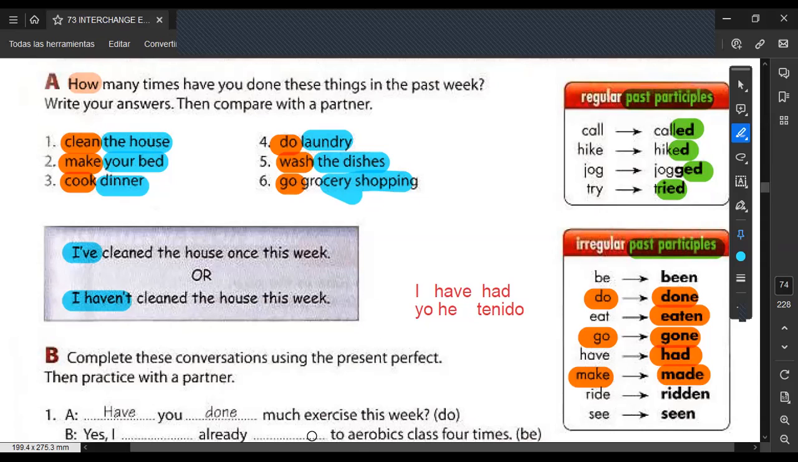Yes or no? I don't think yes. ¿Todavía no le quedó claro?